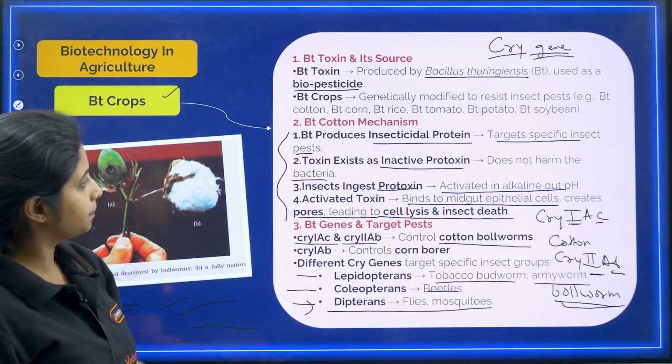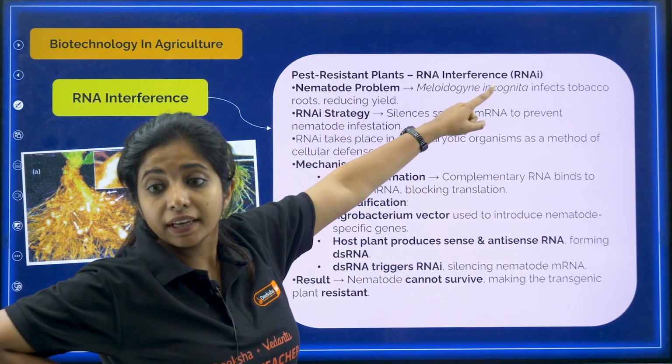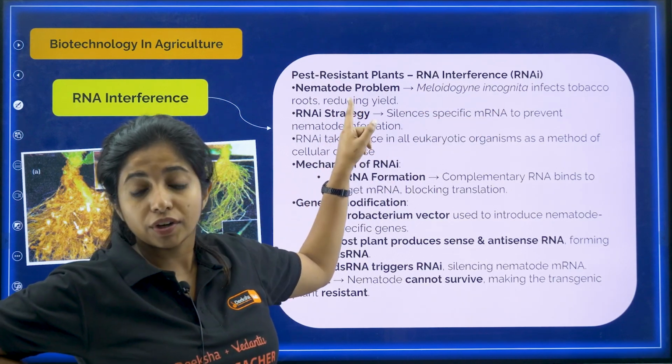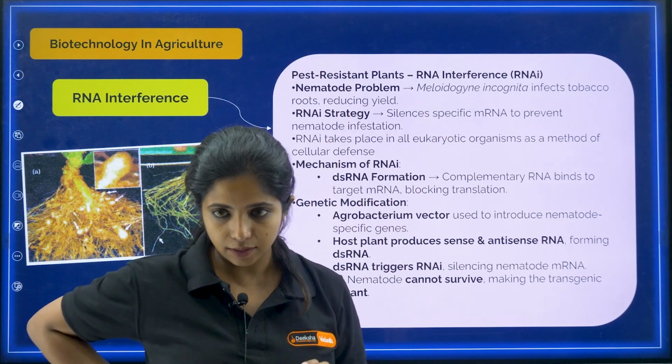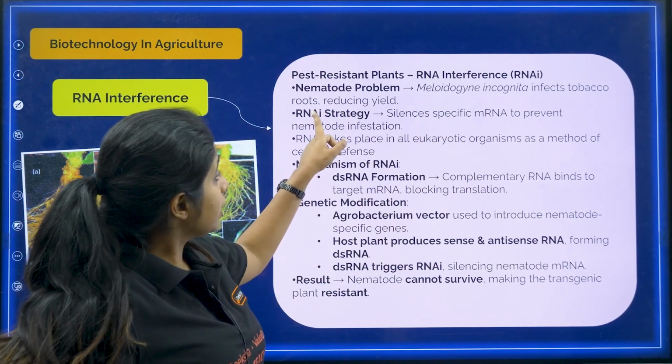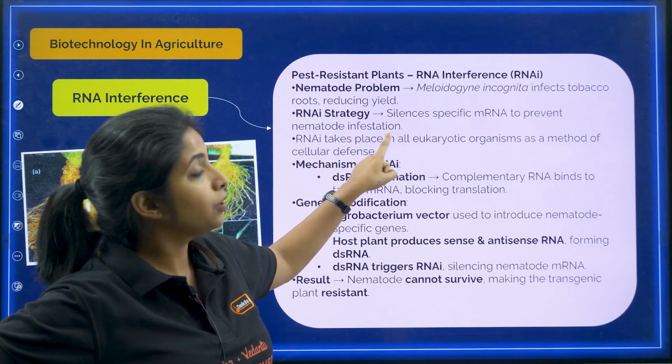Now we will study the nematode problem. Meloidogyne incognita infects the tobacco roots, reducing the yield. Now a nematode is a aschelminth, okay. Now the RNAi strategy silences specific mRNA to prevent nematode infestation.